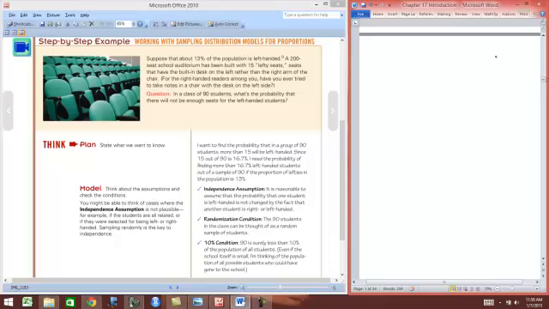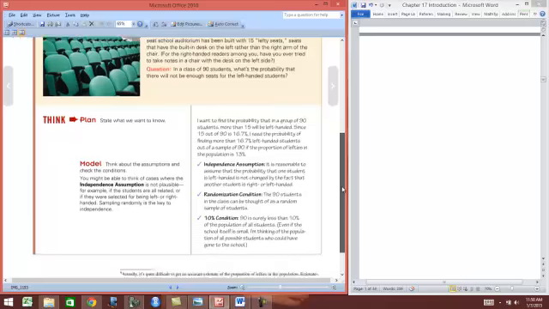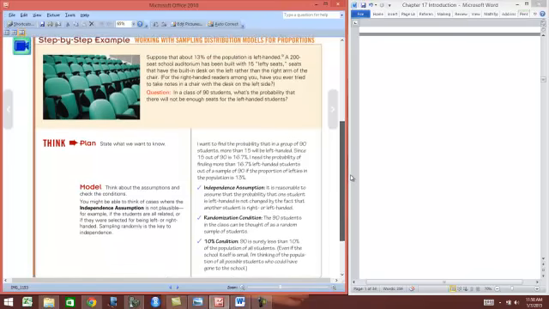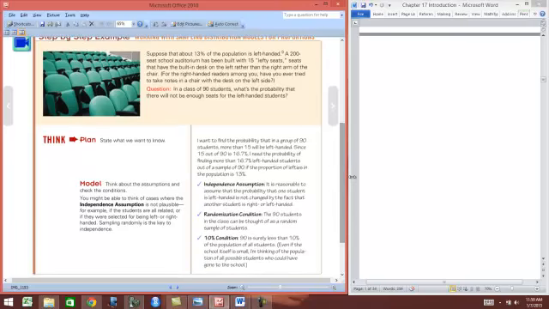Independence is reasonable. Now, you're not told that it's independent, so you have to show some thinking here. Independence assumption: it is reasonable to assume that the probability that one student is left-handed is not changed by the fact that another student is right or left-handed. So this is not a course specifically geared towards left-handed or right-handed people, whatever that might be.